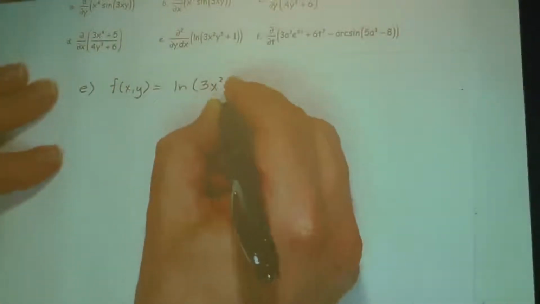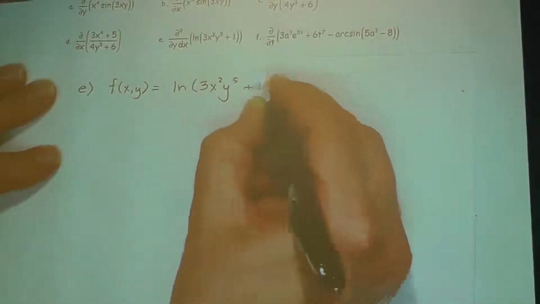So on E here, you have to do the first partial with respect to y. So I'm going to go ahead and call this f of x, y is natural log of 3x squared y to the fifth plus 1.